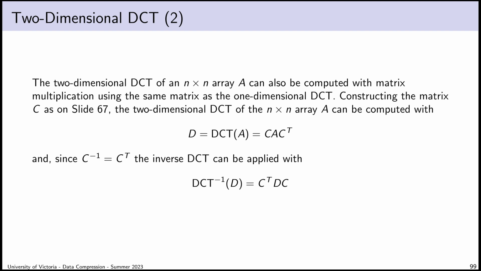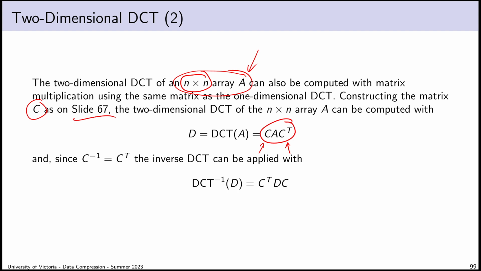So if I have a square image, if my input array is an n by n array, and we could think of A as being the image, the pixel values for the image, I can compute the 2D DCT of A by first computing the n by n matrix C that we saw on slide 67, about half an hour ago, I guess. And then if I want the DCT, I just multiply on both sides. I multiply by the transpose on the right and the non-transpose matrix on the left.